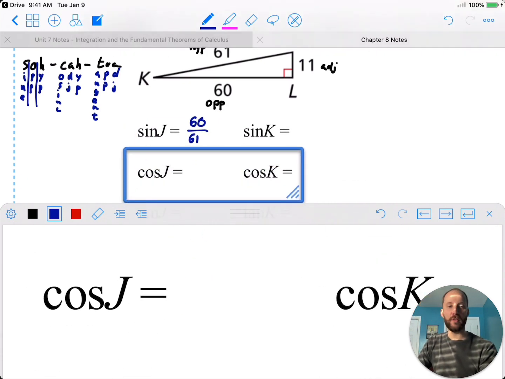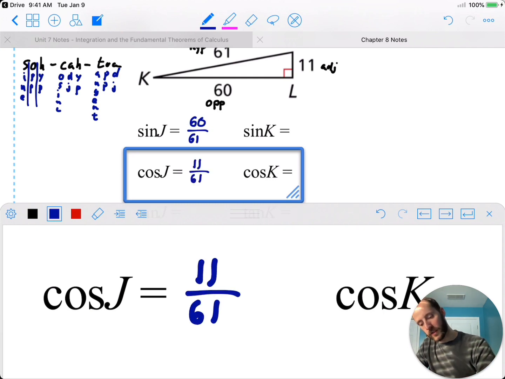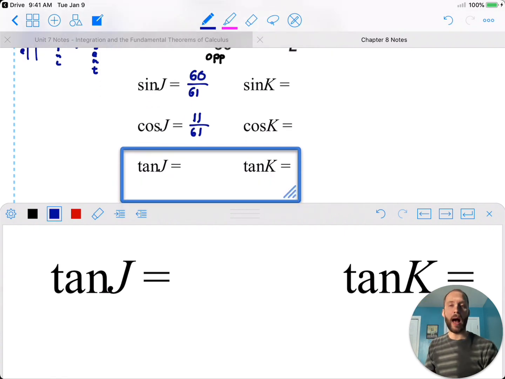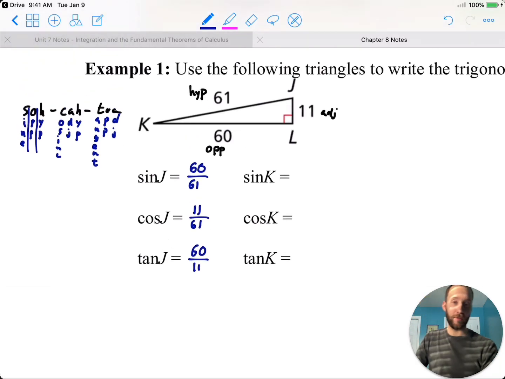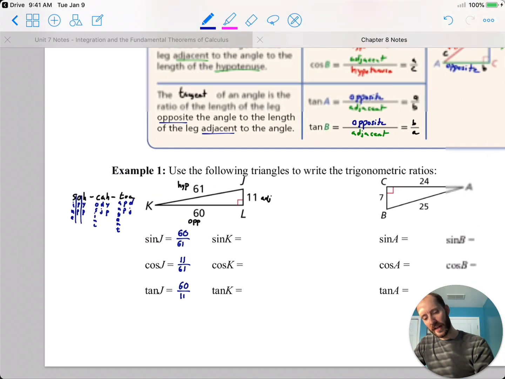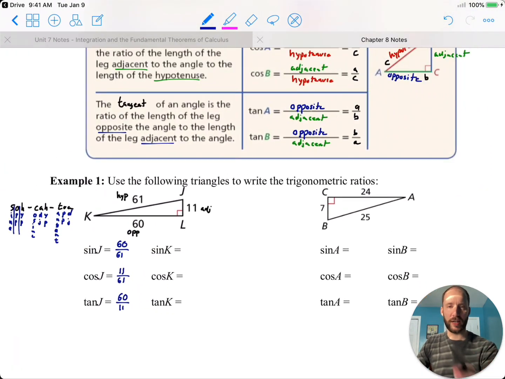Cosine, adjacent over hypotenuse, so 11 over 61. Tangent, opposite over adjacent. Tangent is the one that does not use the hypotenuse. So 60 over 11. You need to label the sides first, then you can fill out those ratios. So go ahead, finish example 1. Check if I completed the notes online, pause the video, do the work, check them, then resume the video.